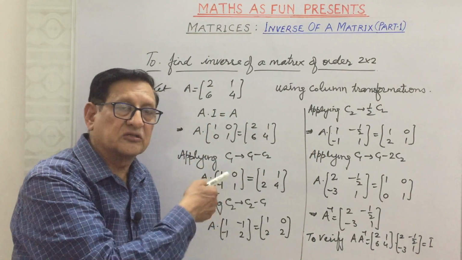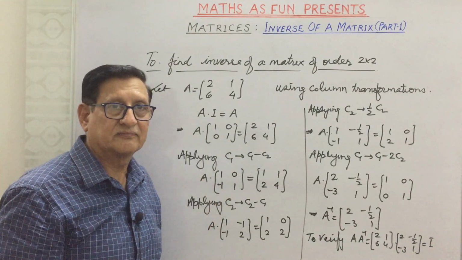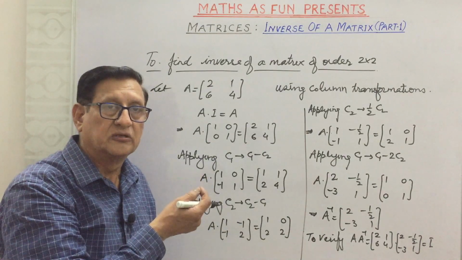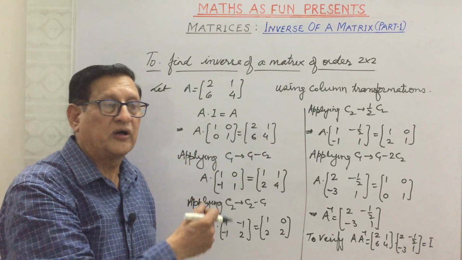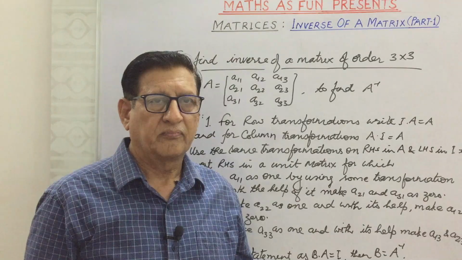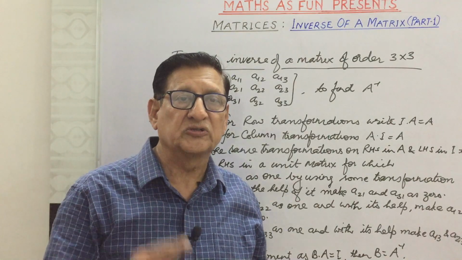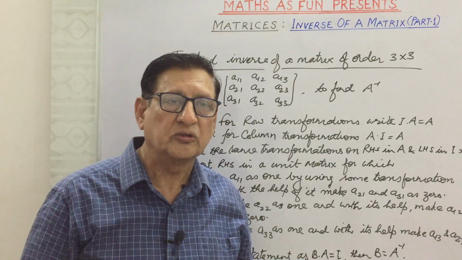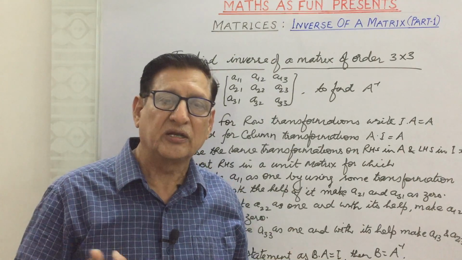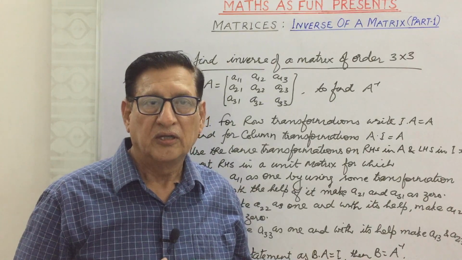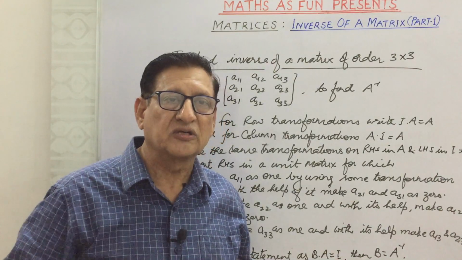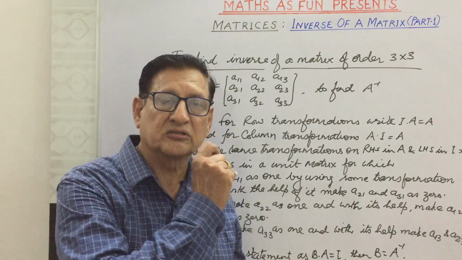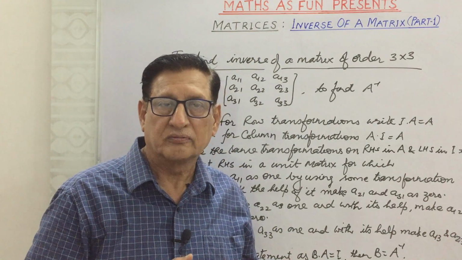This is the verification that our answer is right. Now we will be learning the algorithm to find out the inverse of a matrix of order higher than 2 into 2. In case we want to find the inverse of a matrix of order higher than 2 into 2, that may be 3 into 3, 4 into 4, or any other one, that is n into n, by using elementary row transformation or column transformation, we are to discuss the algorithm for that now.